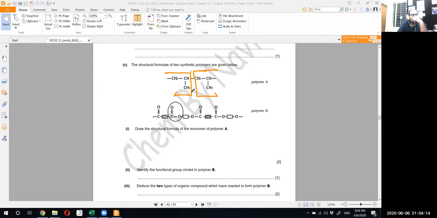Fabia, where will the double bond be? Sir, in the middle, between CH and CH2. So the double bond is going to be here.